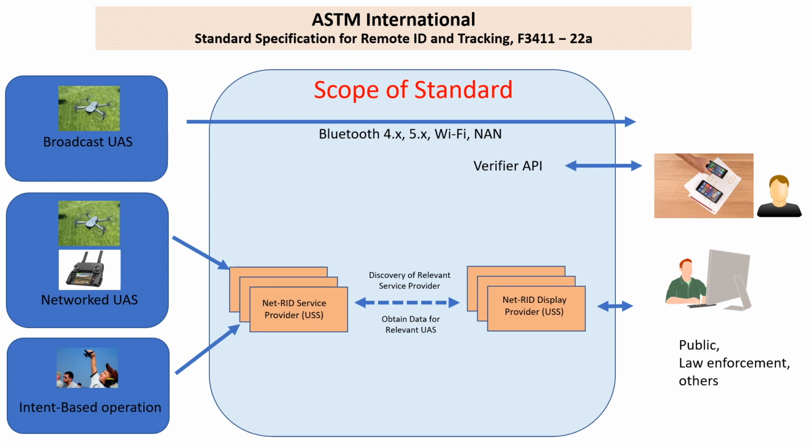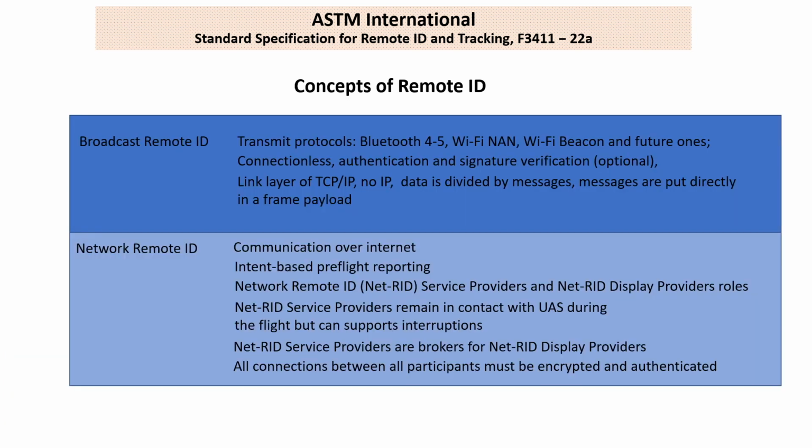Before going to details of broadcast remote ID and network remote ID, I'd like to highlight important concepts of them. Broadcast remote ID is based on 4 existing technologies: Bluetooth 4, Bluetooth 5, Wi-Fi Neighborhood Aware Network, and Wi-Fi beacon. Broadcasting is connectionless communication. Authentication and signature verification are optional for broadcast.